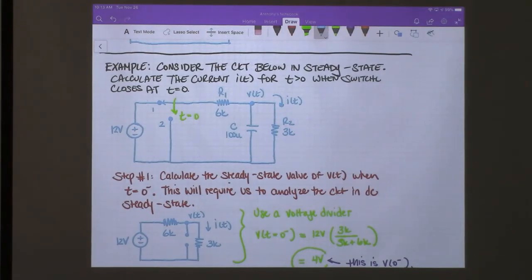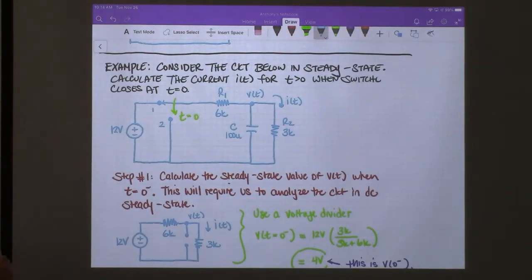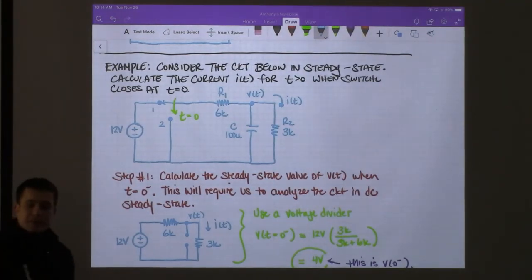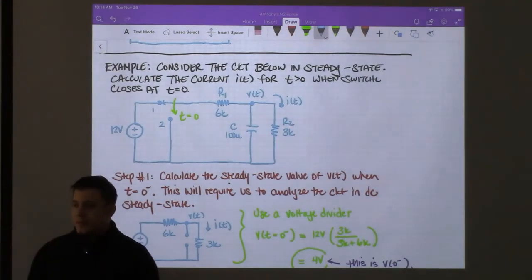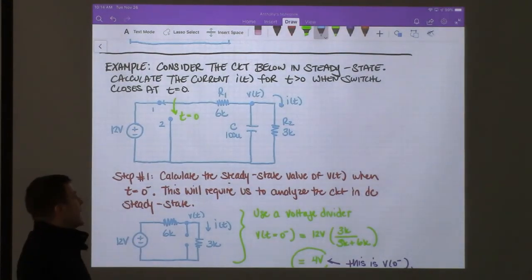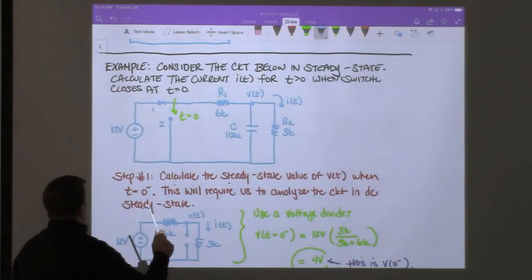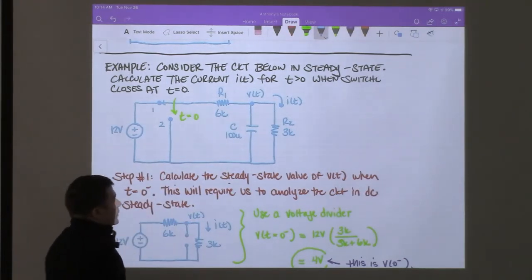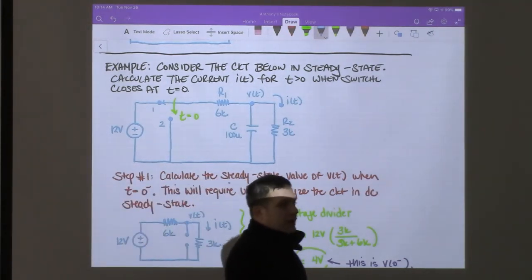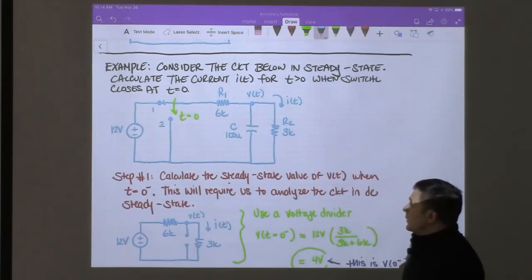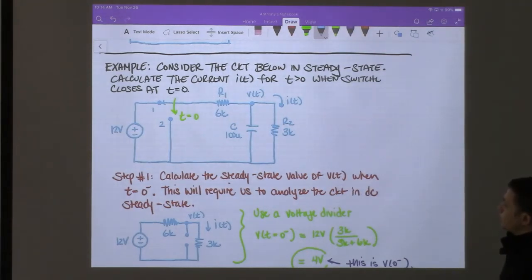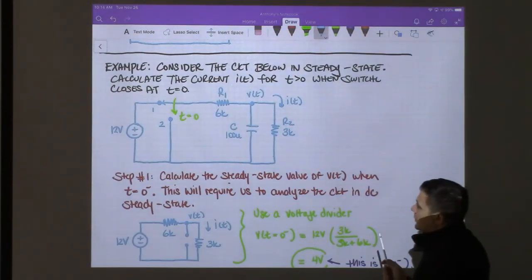The circuit is not dead in switch number 1 for t is less than 0. Anyway, let's jump right in. More complex example. We want to solve for the transient response here of V of t as well as I of t. So first step, calculate the steady state value of V of t when t is equal to 0 minus.